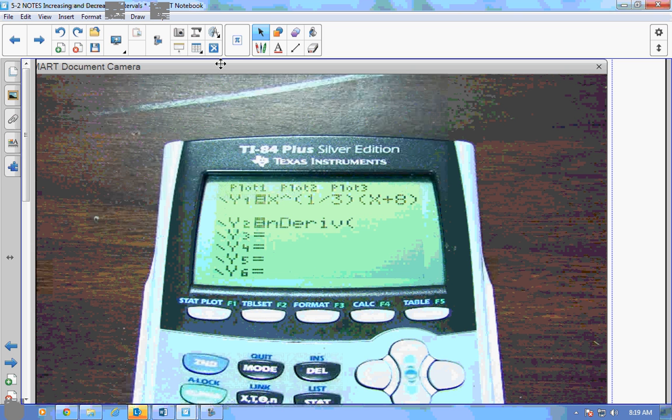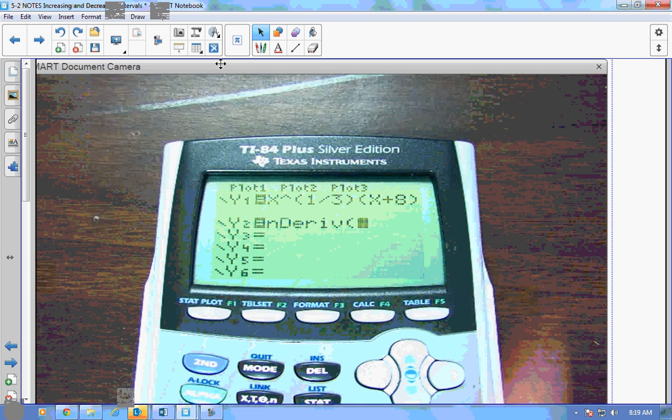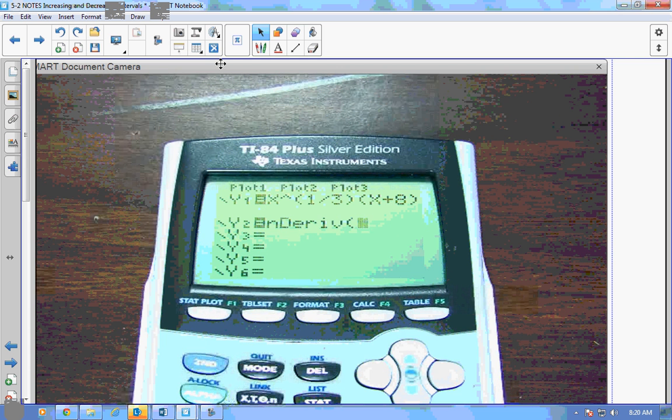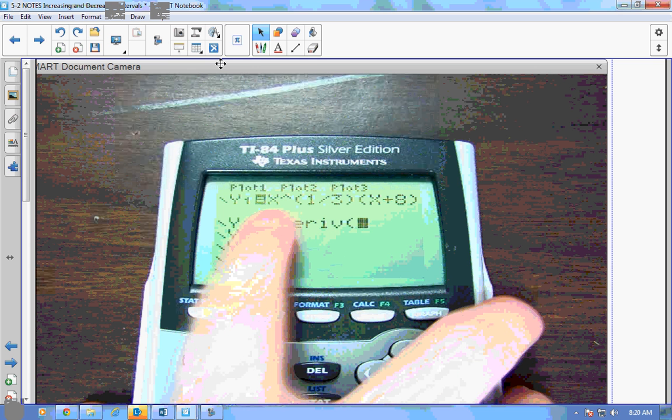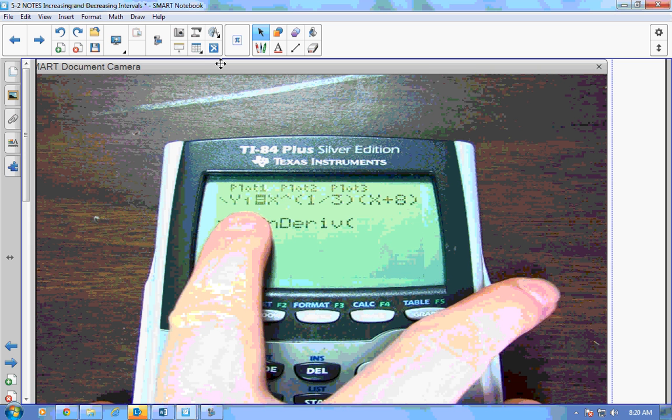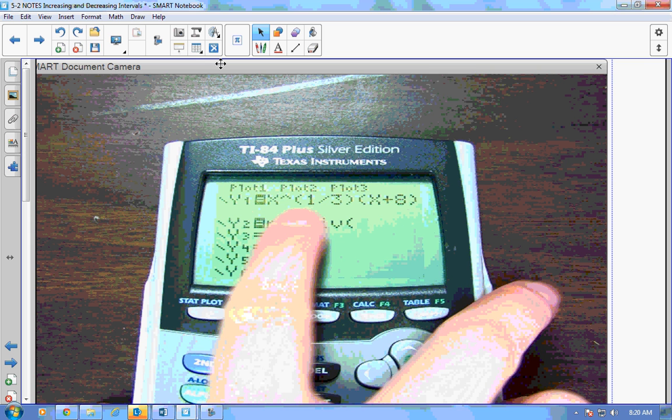If you have one of the newer calculators, yours format's a little nicer than mine. Who has the old version like mine? Okay, if you have the old version, we need to put in 3 things. We put in the original function, comma, x, comma, x. You can hand type everything in, or this original function is called y1.